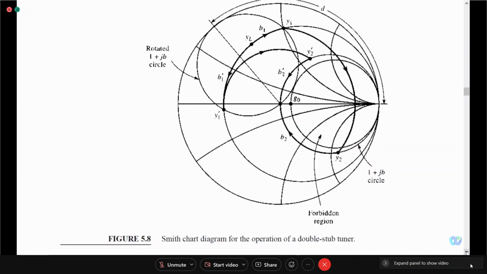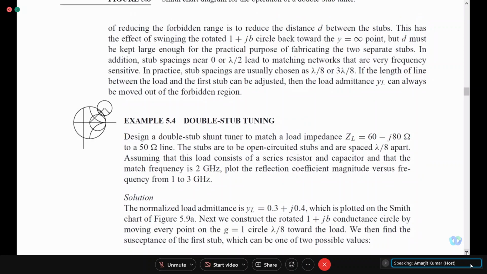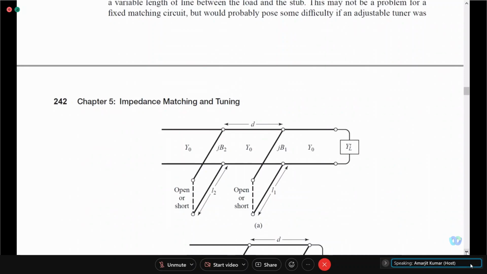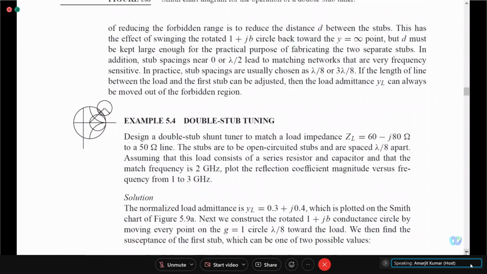Now let us do something specific. What could be the value of the distance between two stubs? We cannot take D equal to lambda by 100 because then it cannot be practically realizable. So what could be the distance? Accordingly, we can calculate L1 and L2. In practice, we choose stub spacing lambda by 8 or 3 lambda by 8, as you wish. If the length of line between the load and first stub can be adjusted, then load admittance YL can always be moved out of the forbidden region. This I explained.